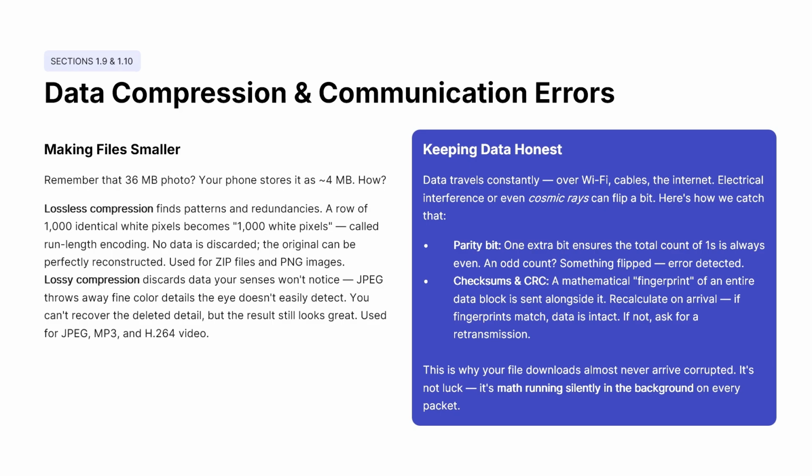First, data compression. Remember that 36 megabyte photo from earlier? Your phone stores it as maybe 4 megabytes. How? Lossless compression, a compression method where no data is discarded. The original can be perfectly reconstructed, used for text, code, and documents. Example: zip files, PNG images.